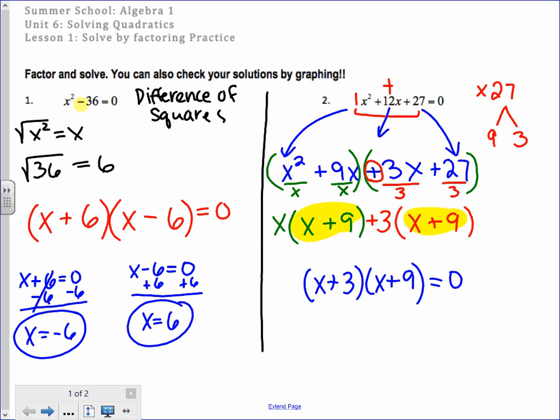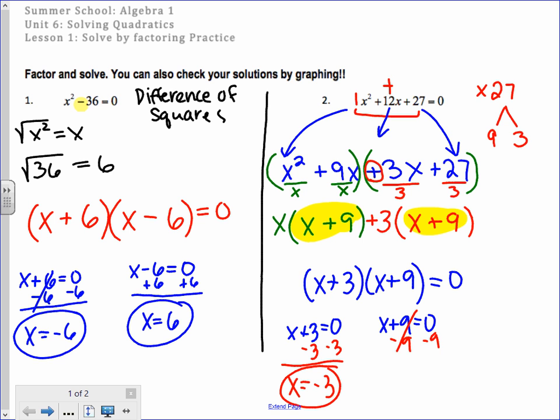Now I'm going to set each of those factors equal to 0. So take x plus 3 equals 0, and x plus 9 equals 0, and solve for x. When I do that, I'm going to subtract 3 here and get x equals negative 3 as one of the solutions. And subtracting 9 gives me x equals negative 9 as the other solution to this quadratic.